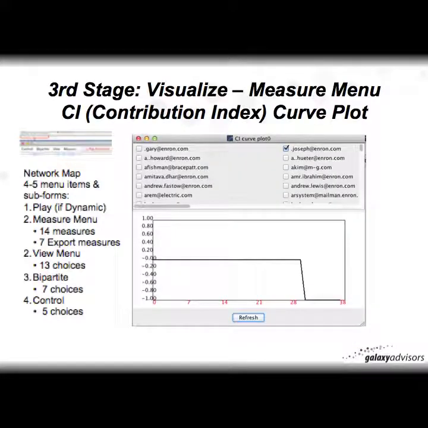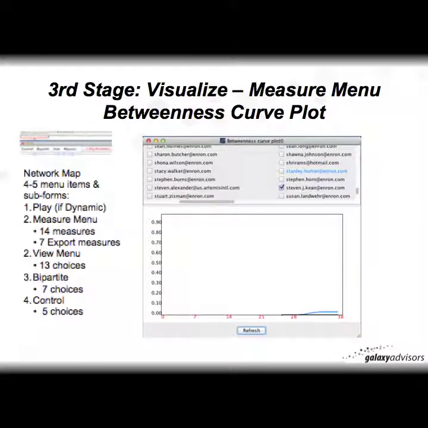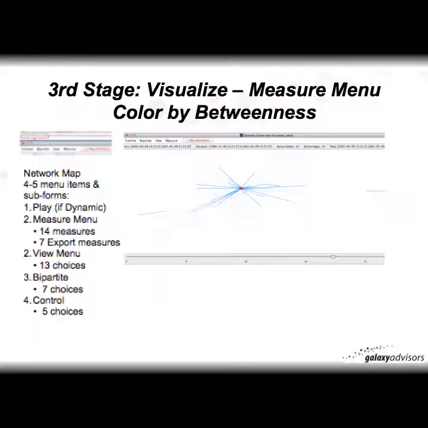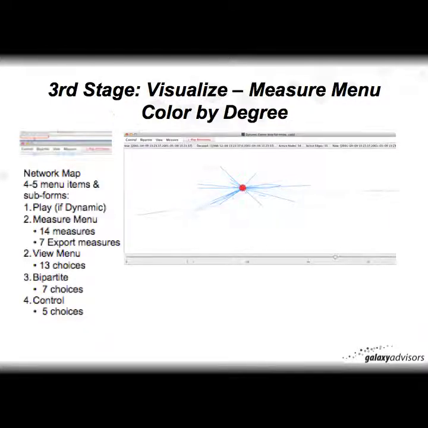Here you can get a contribution index curve plot where you can actually select individual users. A Betweenness curve plot, again, by selecting individual users. And then you can actually get a group message sent and received curve plot, so it gives you an idea of the number over time. And then you can color the nodes by Betweenness centrality. You can color the nodes by degree.